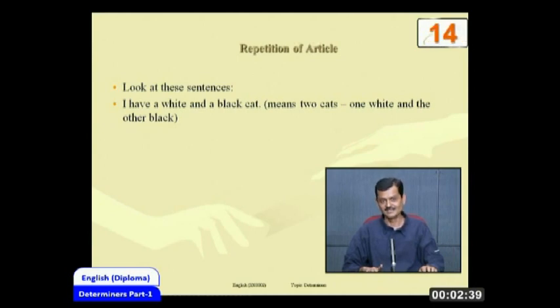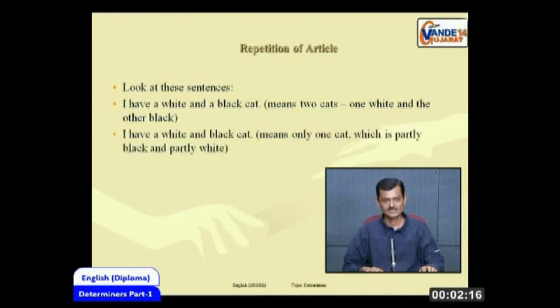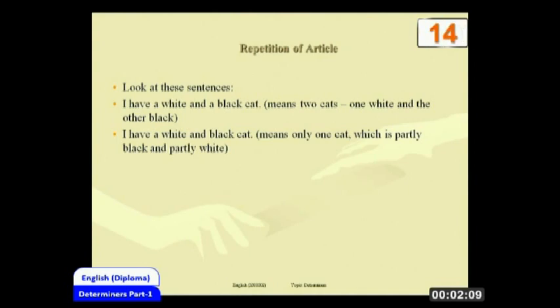Do you remember, friends? In the earlier slide, we said that the original meaning of article a is one. So here one white and one black. So if there are more than one noun being indicated in a sentence, the article is repeated before each noun or each adjective. Second example, I have a white and black cat. Here article a is used only once before the first adjective. So what do we mean? It means that there is only one cat, but its color is partly white and partly black. So if there is only one noun, the article is used before the first adjective only.